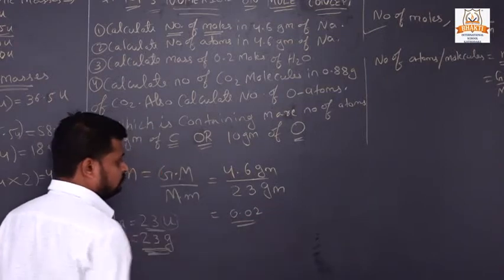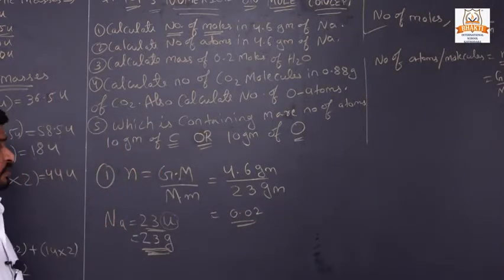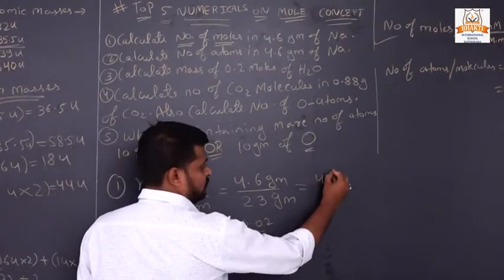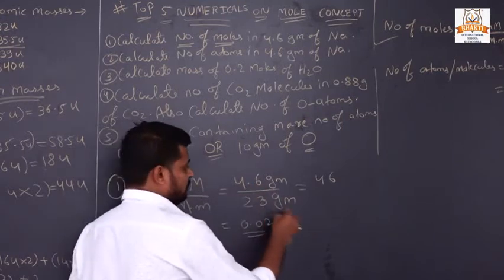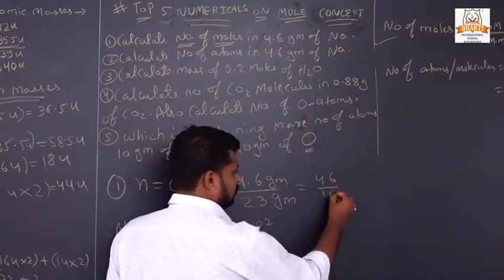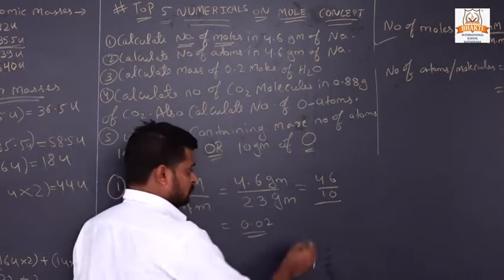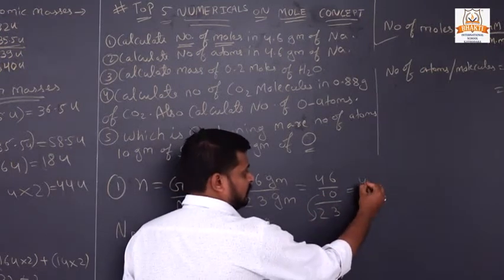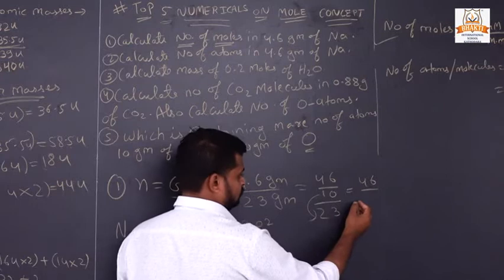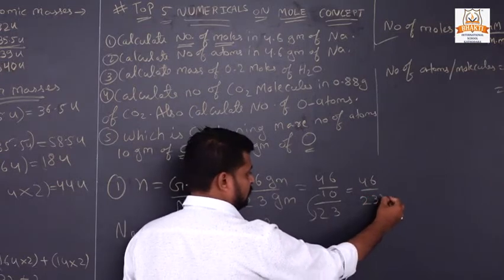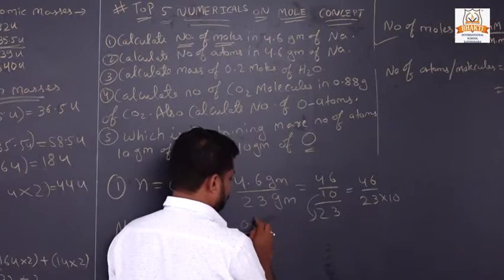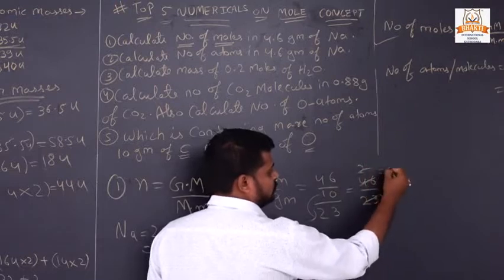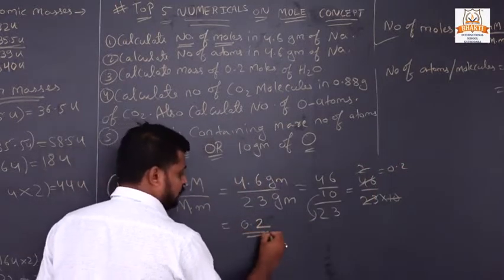0.02. It was the answer of question number 1. How is it? See here, 4.6, here it was a point. Then we will convert into a fraction. Then 10 multiplied with 23, so 46 upon 23 into 10. Sorry, it was 0.2. 23 twos are 46, then 10 divided by 2, 0.2. So the value is 0.2.